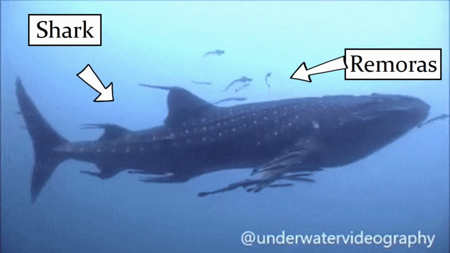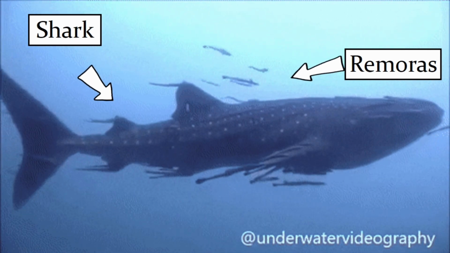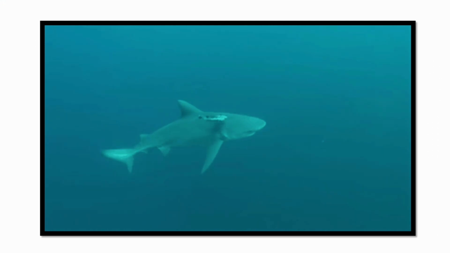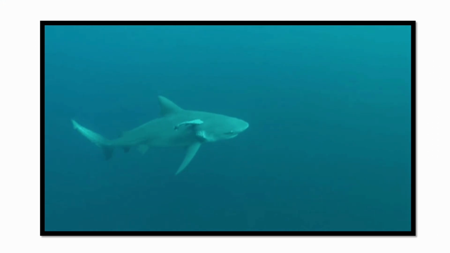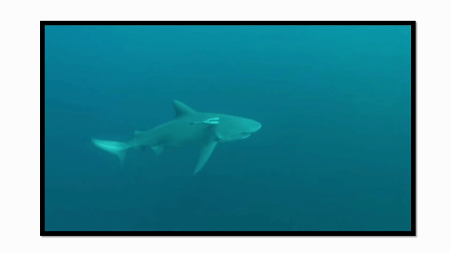Another example of commensalism is the relationship between sharks and remoras. Remoras are small fishes that attach themselves to the shark. They get a free ride from the shark and feed off the remains of the shark's meal.